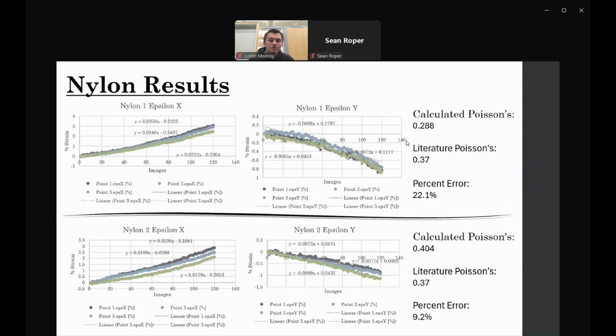For nylon's results, we used 3 points to find a slope causing the axial strain and the lateral strain. When we found the average of all the slopes, we were able to calculate our calculated Poisson's ratio. And for our nylon 1, we got 0.288. Our literature Poisson's value was 0.37 with a percent error of 22.1%. But for our second sample of nylon, our calculated Poisson's ratio was 0.404 with a percent error of 9.2%.